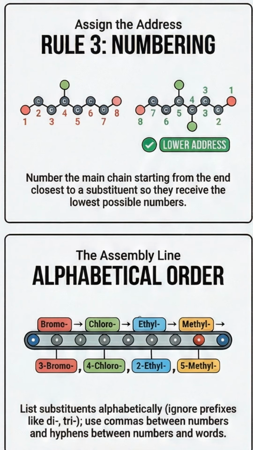Assign numbers to the parent chain so that the substituents receive the lowest possible set of locants. Count from the end that gives the first branch, multiple bond, or functional group the smallest number. This low-address rule ensures different chemists will always arrive at the same numbering for a given structure.